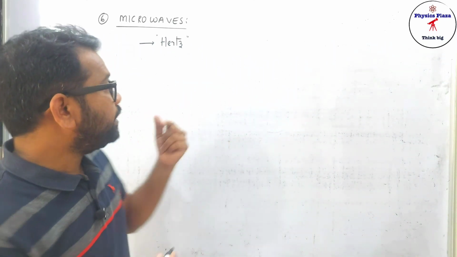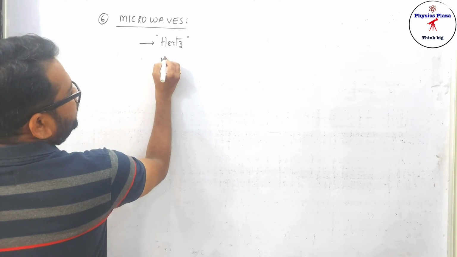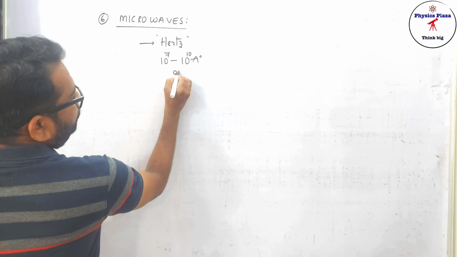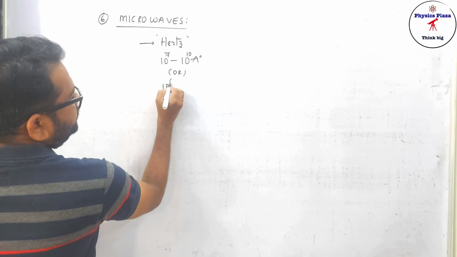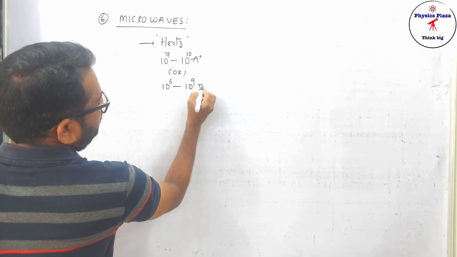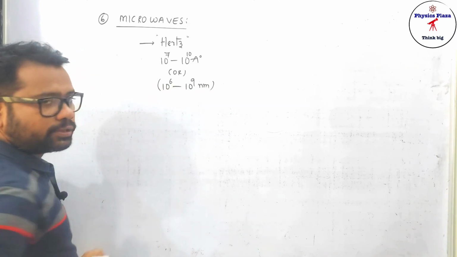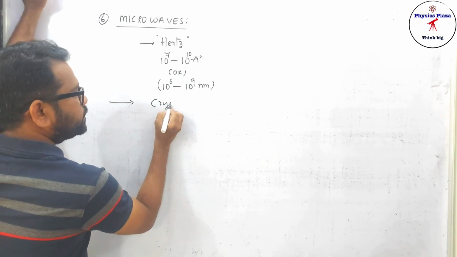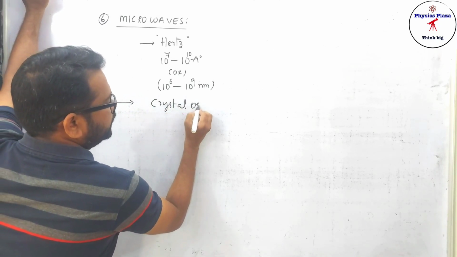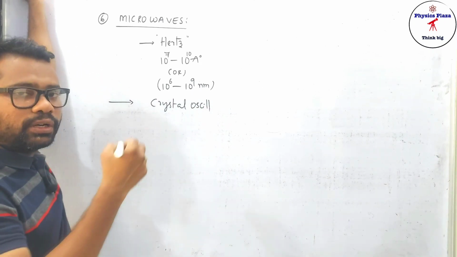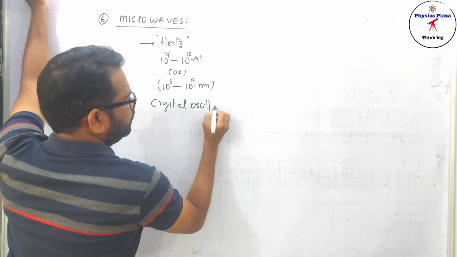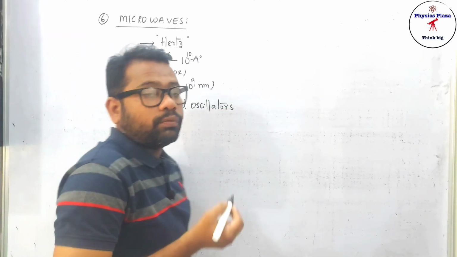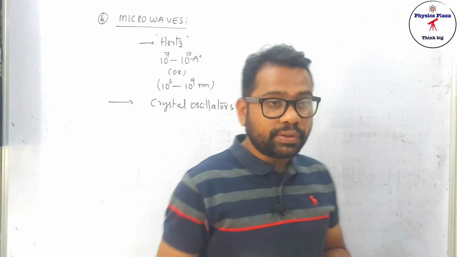So what is the wavelength range, children? Here the wavelength range is 10 power 7 to 10 power 10 angstroms, or 10 power 6 to 10 power 9 nanometers. So here, what is the source, children? Here, crystal oscillators. Children, regarding crystal oscillators, you will learn in higher studies, not required here. Crystal oscillators will produce these microwaves. So from the examination point of view, applications are very, very important.